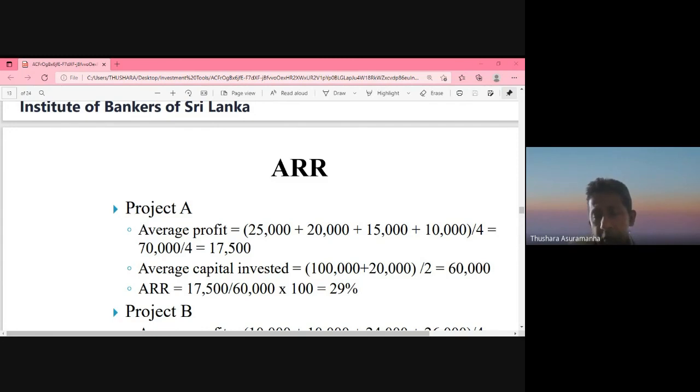What you could do is compute project B at home and see what ARR you get for project B, and then compare project A and project B ARR. The higher the ARR, the one you need to accept. Compute and see what the answer could be. We'll discuss it next week in detail with the rest of the investment tools.